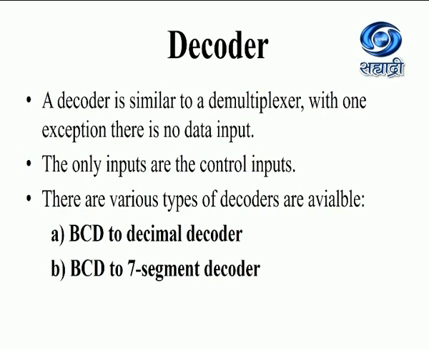A decoder is similar to a demultiplexer with one exception: there are no data inputs. So the only inputs are the control inputs. There are various types of decoders available. The first one is BCD to decimal decoder, and the second one is BCD to 7-segment decoder. Basically, decoders decode the human message from binary to desirable data. That's why this type of decoder is also called a demultiplexer. But it does not have any data input. It depends only on control inputs.